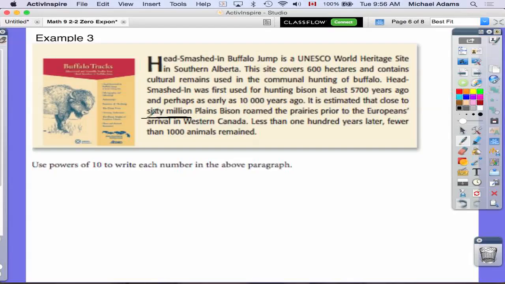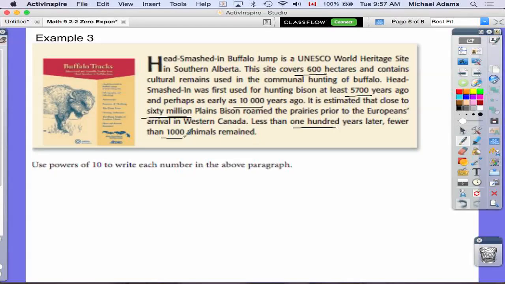Anyway. Now, it says use powers of 10 to write each number in the above paragraph. So let's take a look at the above paragraph and first underline all the numbers that we see. What's the very first number? 600. Okay, underline it. Another number: it's first used for hunting buffalo at least 5,700 years ago, and perhaps as early as 10,000 years ago, and then 60 million, and then 100. And 100 years later, fewer than 1,000 animals remain.